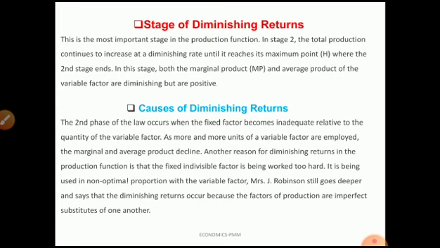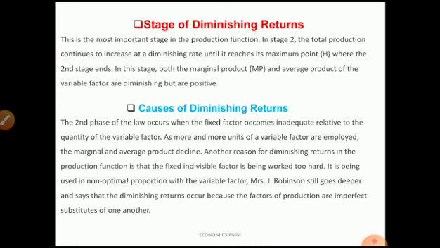When the fixed factor becomes inadequate related to the quantity of the variable factor, as more and more units of variable factor are employed, the marginal and average product decline. It means the fixed factor strength will be equivalent to variable factor. In first stage, the strength of fixed factor was more than variable factor. Another reason in the production function is that the fixed indivisible factor is being worked too hard. It is being used in non-optimal proportion with the variable factor.